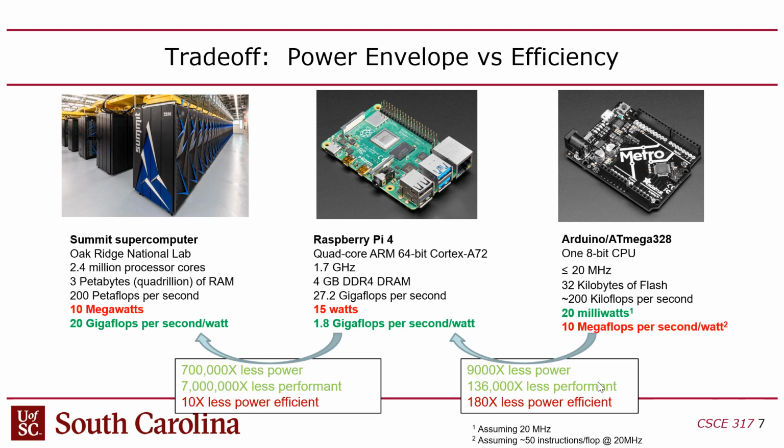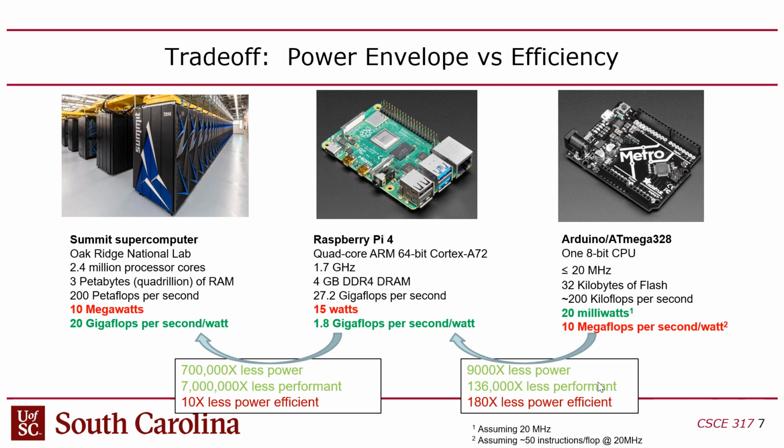But for a while, it was 200 petaflops per second, and a flop is a floating point operation, so 200 quadrillion floating point operations per second. It uses 10 megawatts, and basically it has a power efficiency of 20 gigaflops per second per watt, right? That's what the efficiency of that is.